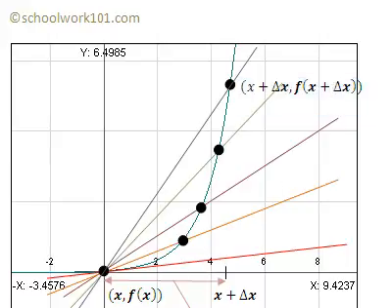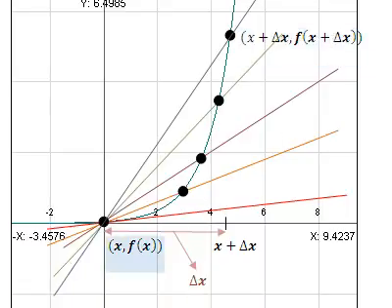Now down here at the origin, I'm just calling the point x comma f of x, because this point could be anywhere on the curve, but I'm centering it at the origin.